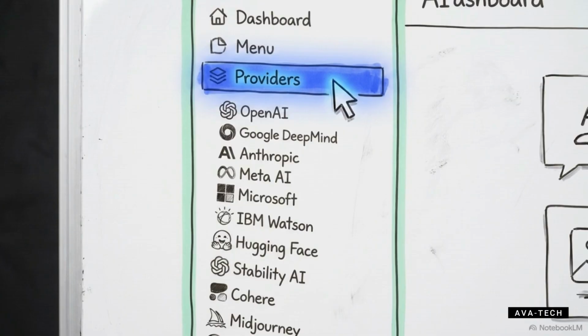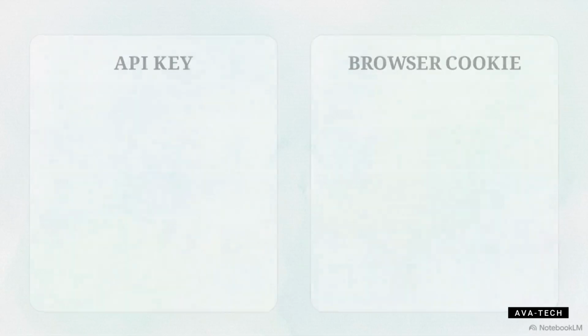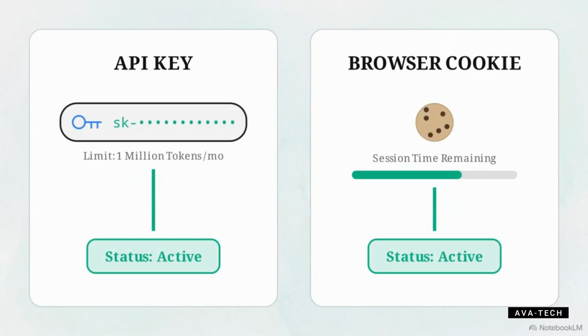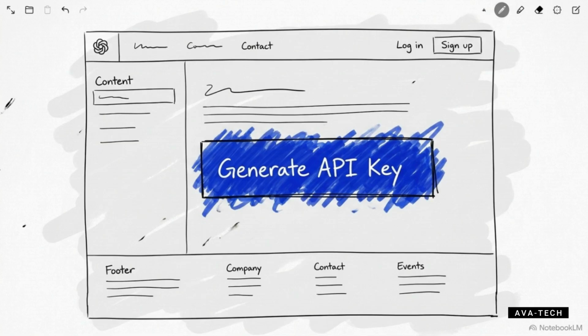Click Providers in the sidebar. This catalog features over 250 AI models, and dozens of them offer published permanent free tiers. This comparison shows why you should rely heavily on API keys rather than browser cookies to connect them. API keys create a stable connection mapped to a clear limit, whereas browser cookies expire fast and force you to constantly reconnect. To connect one, select a provider that requires an API key.